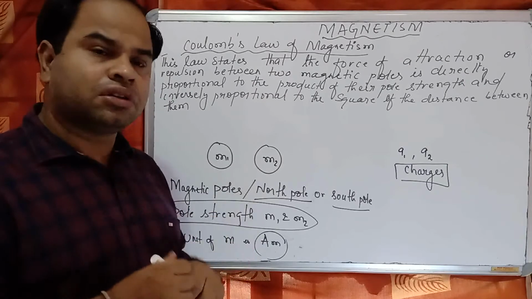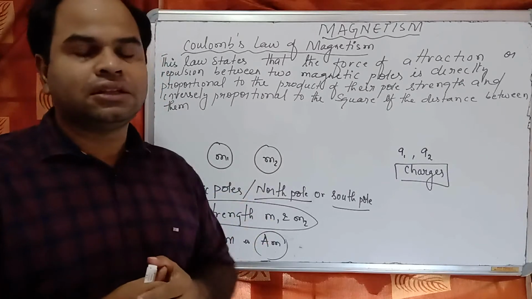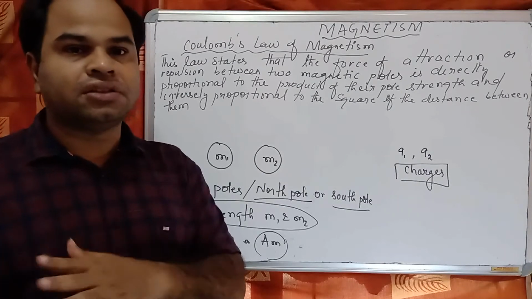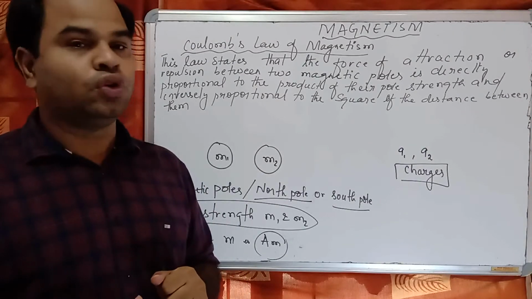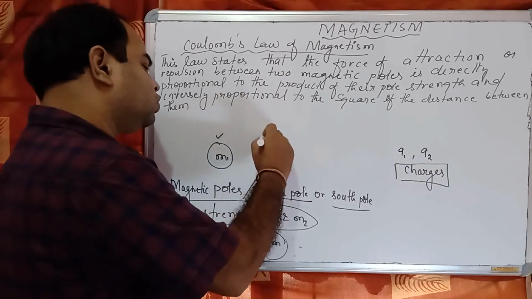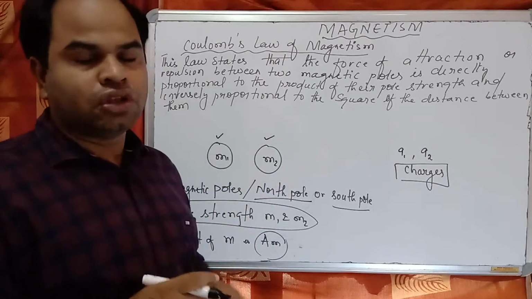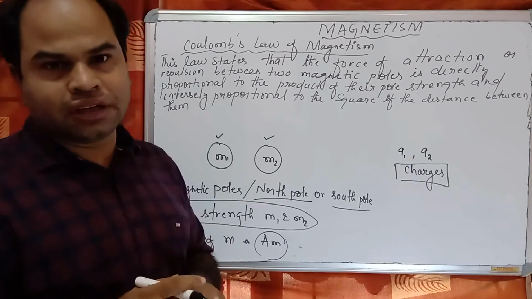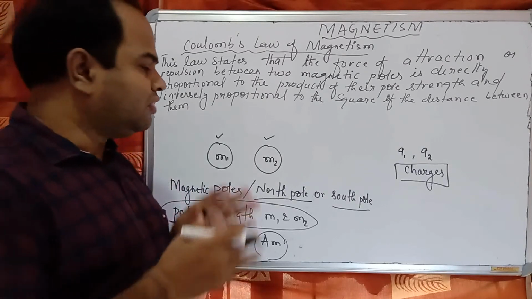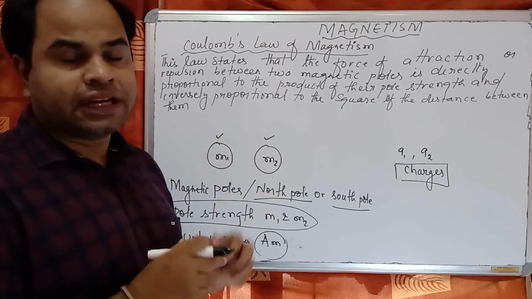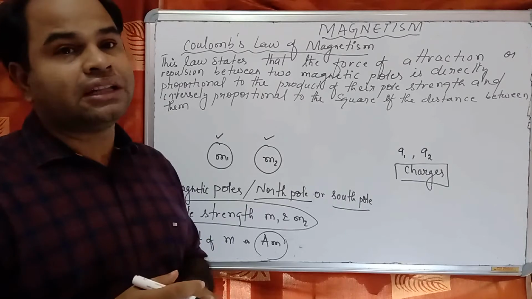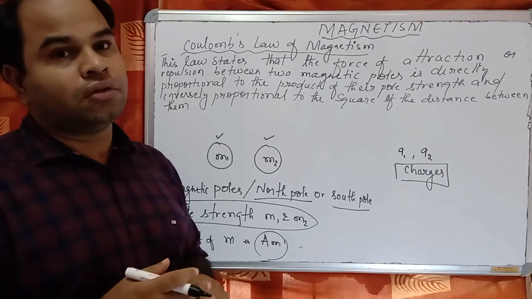And we have said that monopoles never exist. But here we have taken two monopoles. So this is hypothetical in nature. We take it into account and find the force, and that force can be used to find the net force on a magnet.